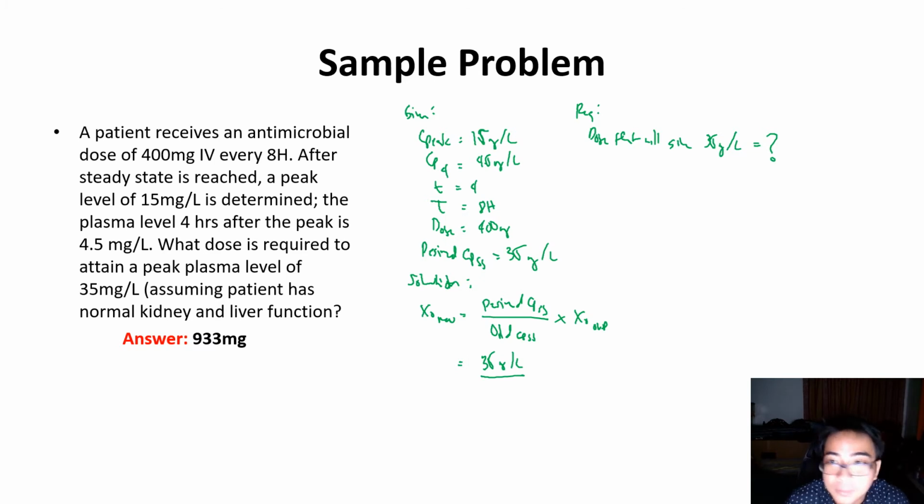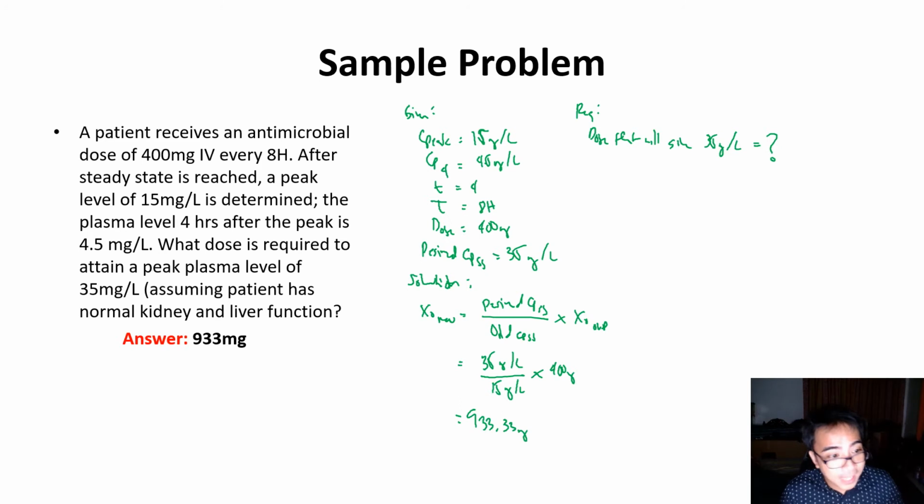Ang actual CPSS ko is 15 milligrams per liter. Old lang nilagay ko, pero technically that's the actual CPSS. Okay, nagtatamad lang magsulat. And then the dose is 400 milligrams. Ito yung old dose na ginamit ko. So expected ko ito, class, because I'm aiming for a higher CP, tataas dapat yung dose. That's 35 divided by 15 times 400. You get, so obviously, 933.33 milligrams.